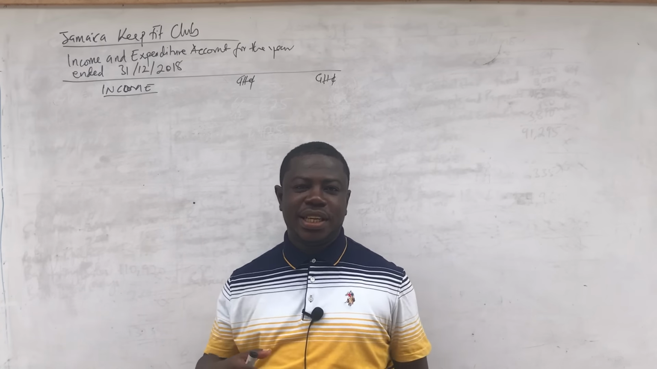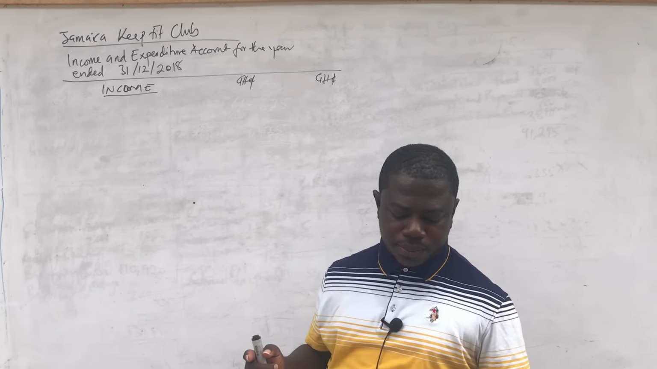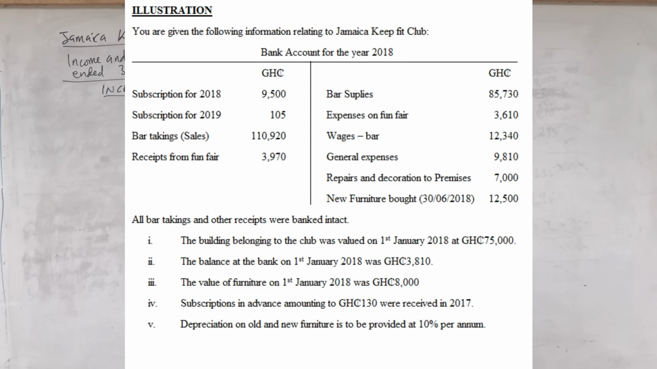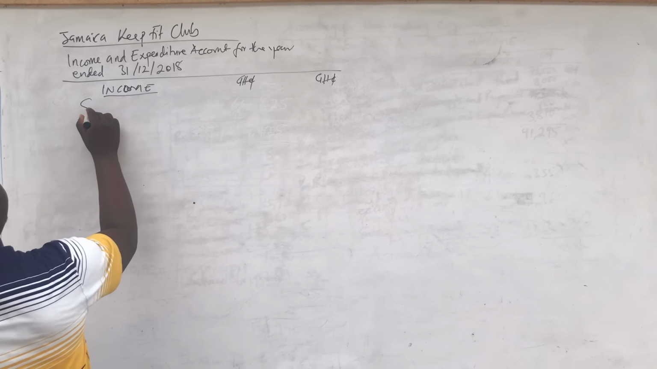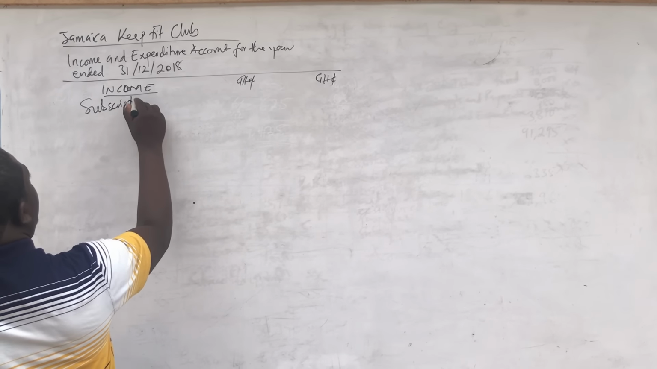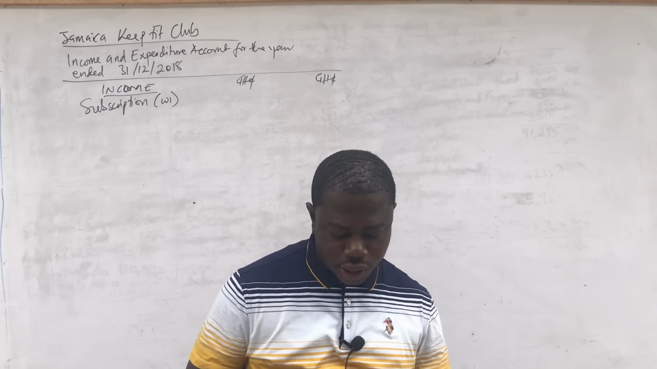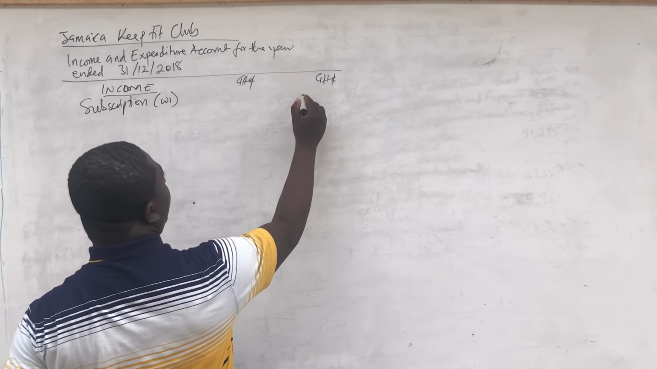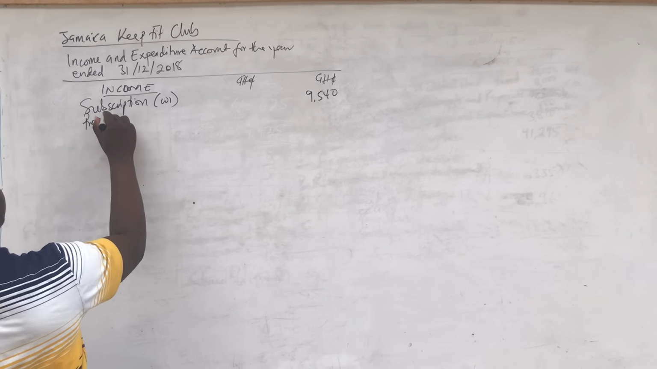So in this question, the income that we have are subscription and then the profit on bar. And then there was a receipt from fanfare as well. If you move to the debits of the bank account, we have subscription. But we have already worked for subscription accounts. So we are going to bring the figure for subscription as income. Okay, so subscription from working one. The figure that we had for the subscription account to the income statement is 9,540.